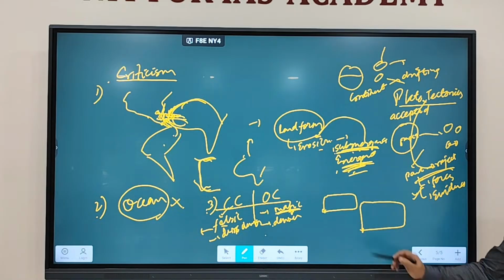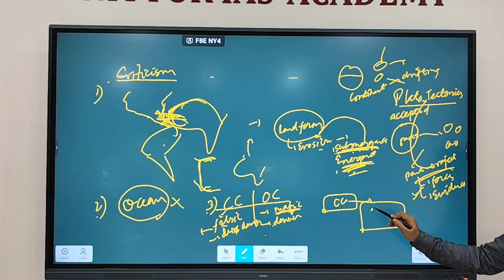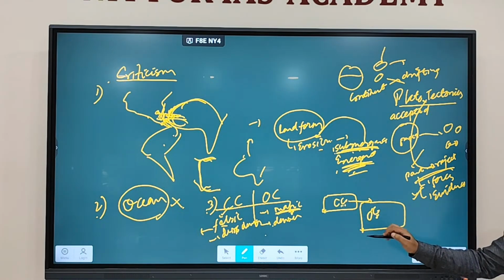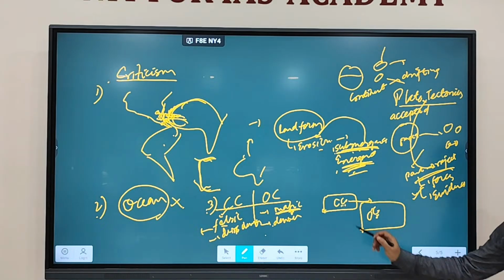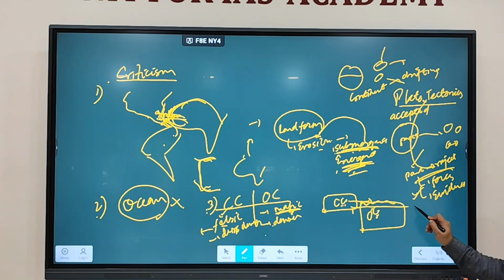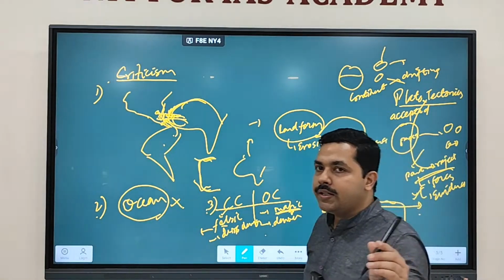Clear? When continents have to move, they have to move over which crust? Oceanic crust. Continental crust has to move over oceanic crust. So first they have to break the oceanic crust and then only they can move from one location to another location. They have to break this particular part, then only they can move from this location to this location.